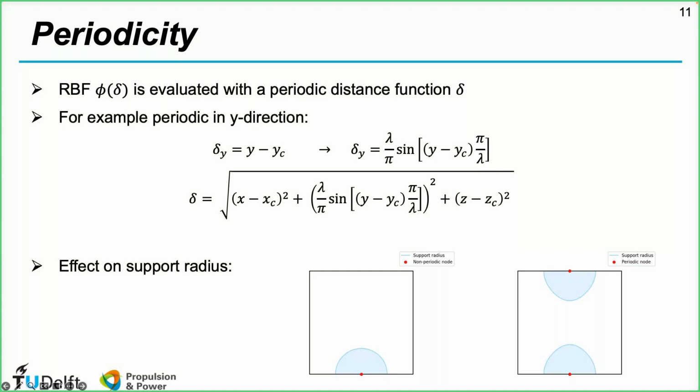So in that case, your distance function would look something like this, where you can see the contribution in x, y, and z. And for a 2D test case, you can include these figures that indicate the effect on the support radius. So if it's non-periodic, you have a single non-periodic node with a given support radius of the radial basis function. And if you introduce this periodic distance function, you actually obtain a periodic node pair over the periodic interface. And you can then see that the support radius extends over the periodic interface. So that, basically, your domain is periodic in that sense.